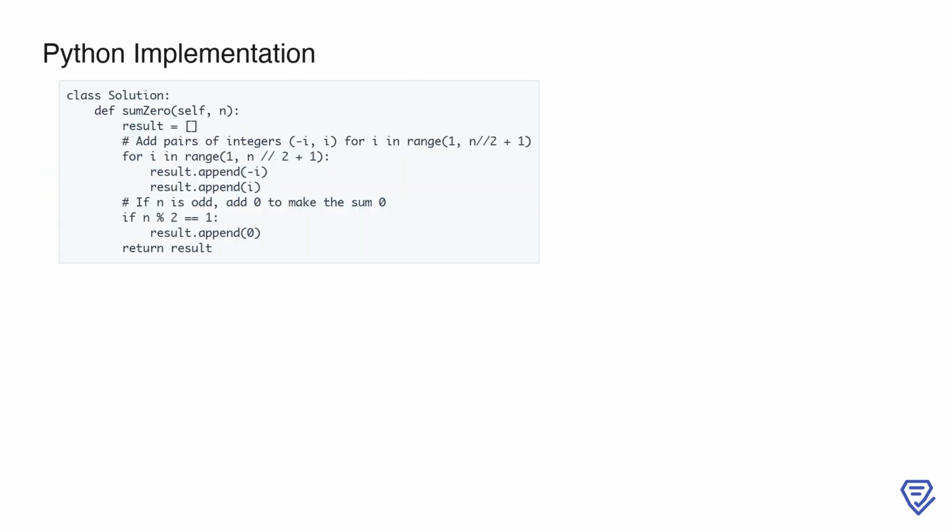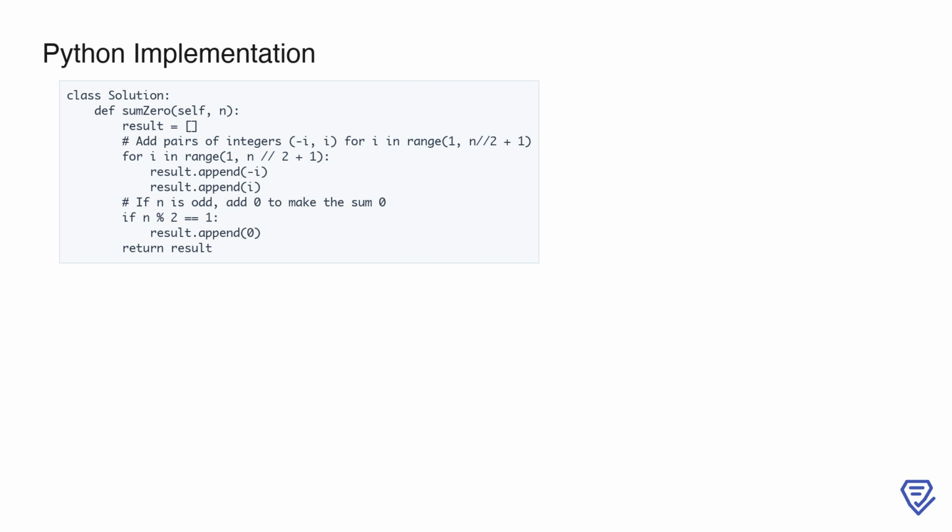The provided Python solution generates a list of n unique integers that sum up to 0. The function sum0 takes an integer n as input and returns the resulting list. Here's how the code works. 1. Initialization. An empty list result is initialized to store the integers.